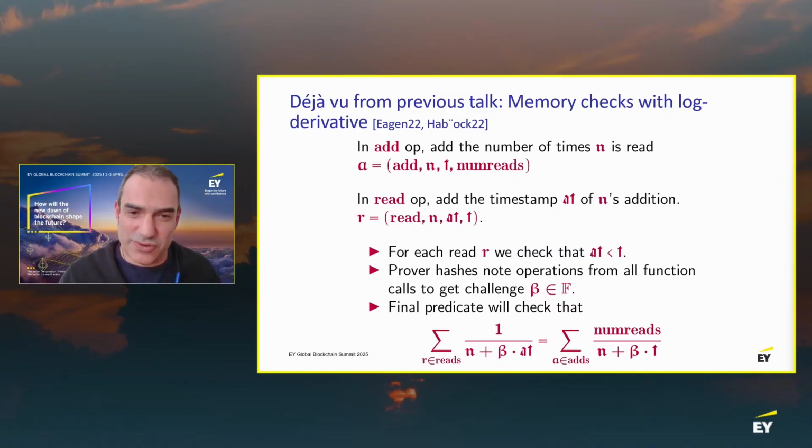And now what we're going to do is check that the sum of 1 over (n + beta AT) over all the reads is equal to the same sum over all add operations, normalized by the number of reads.